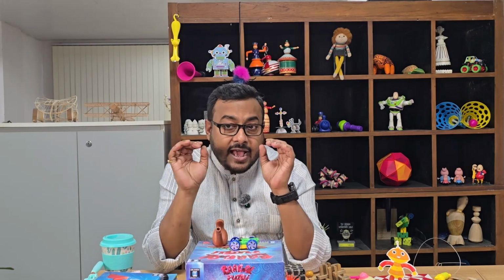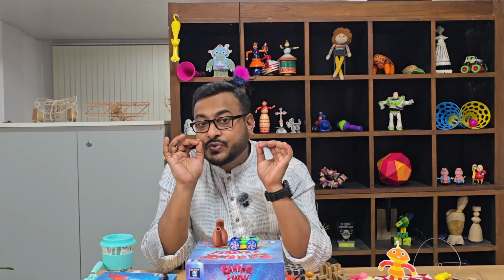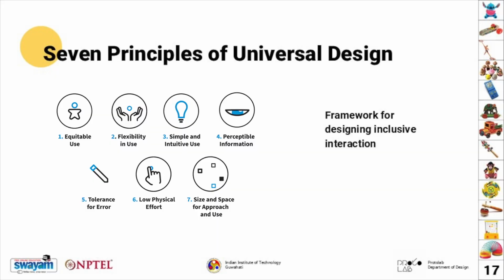To make universal design actionable, 7 guiding principles were developed. They are not checkboxes. They are lenses through which we evaluate interaction. Each principle addresses a different way exclusion can occur. Together, they help designers anticipate variation in ability, perception, and behavior.